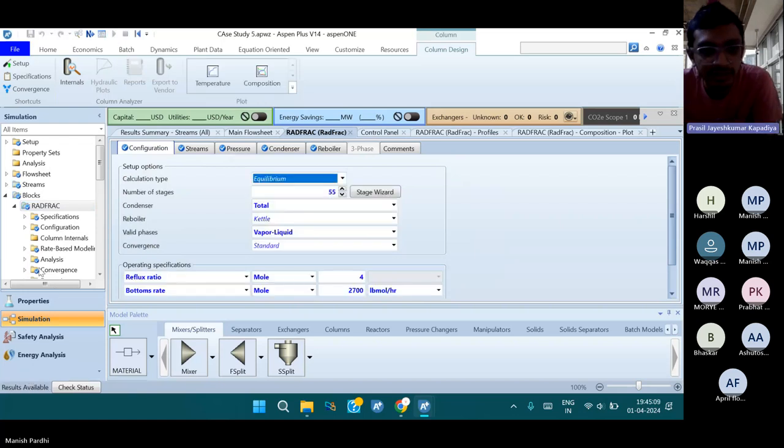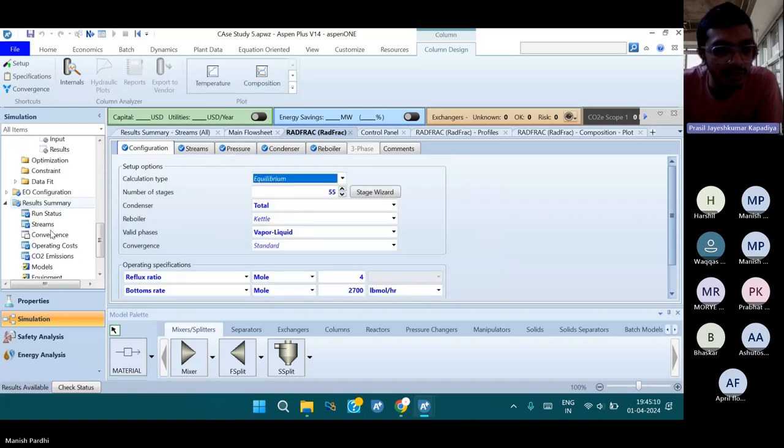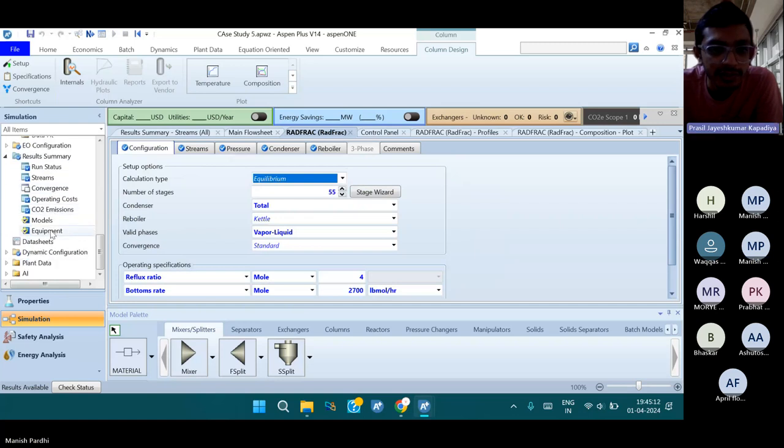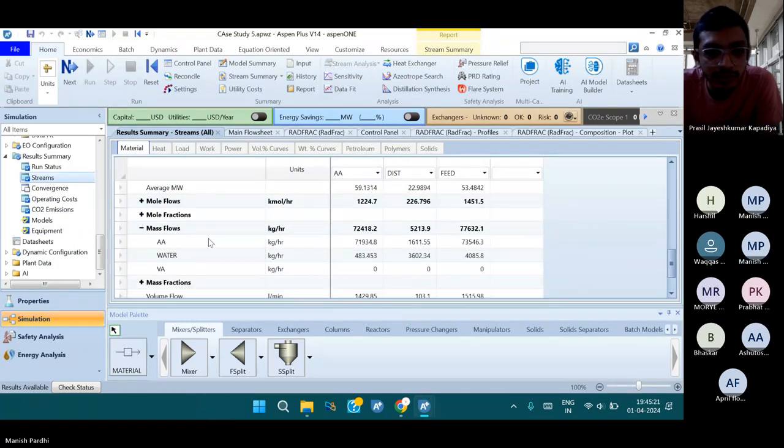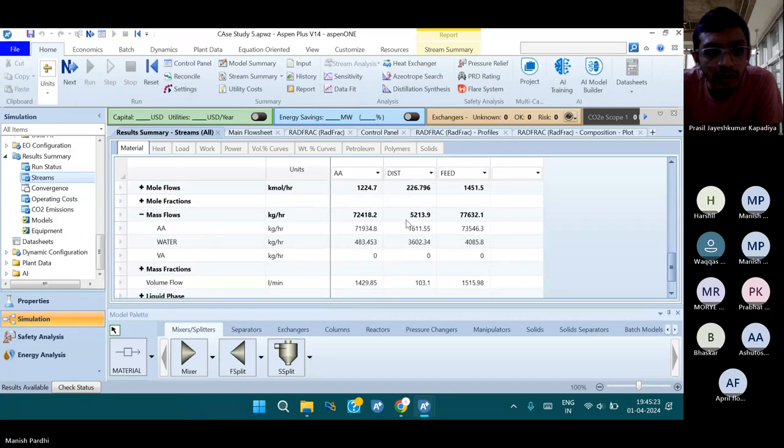I've not tried this. Oh, results available without any errors. Go to streams. Okay, so go to mass flow rate directly. Show me the mass flow rate values. Okay, so in distillate we are getting both acetic acid and water separated in both streams, top as well as bottom. So top is even worse.